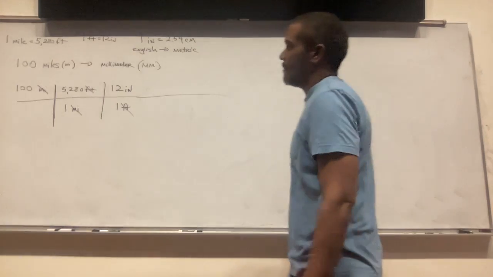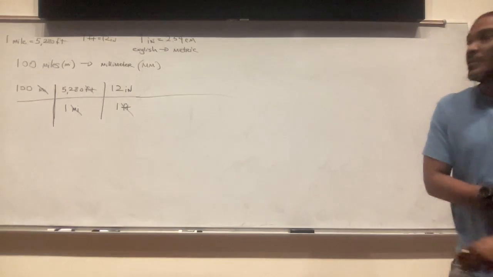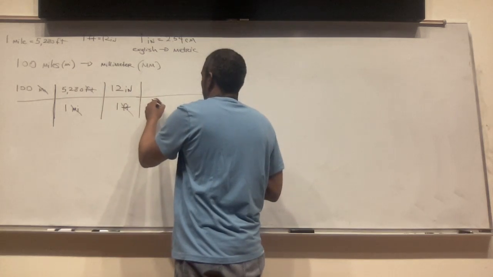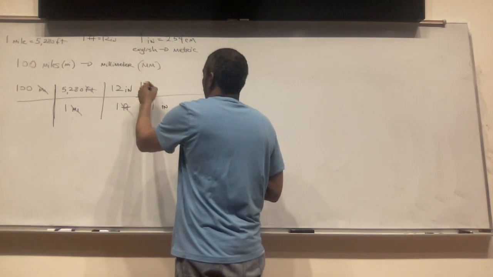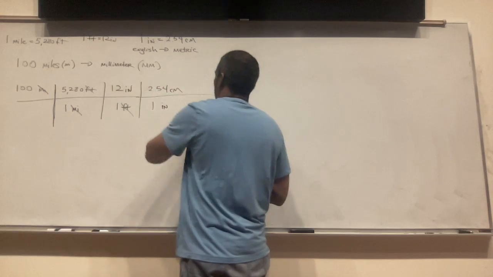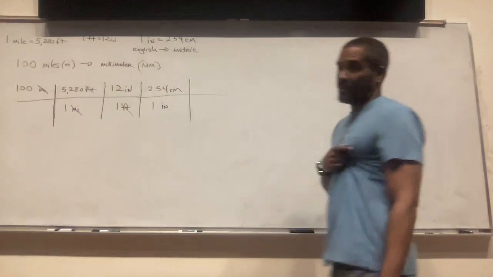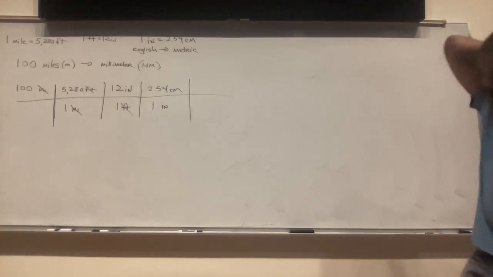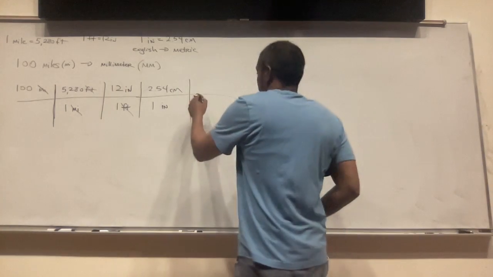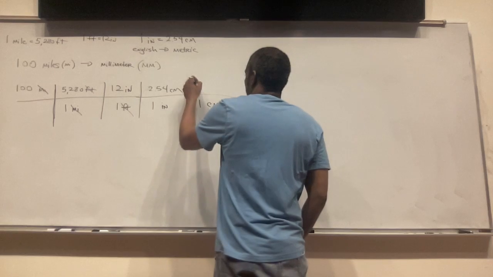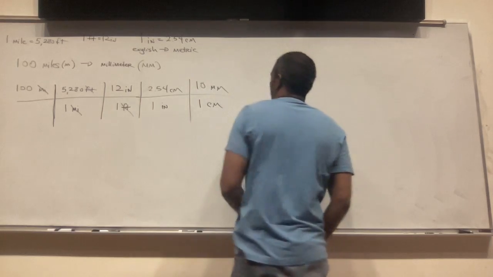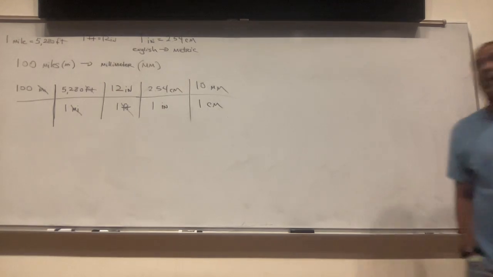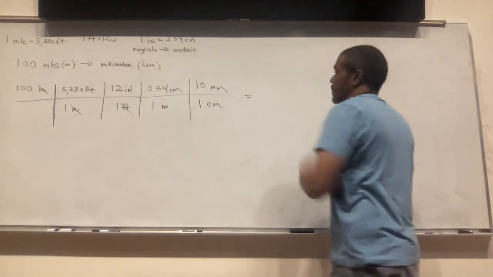All right. So we got 1 inch is 2.54 centimeters. Now what? 1 centimeter is 10 millimeters. What's the number?